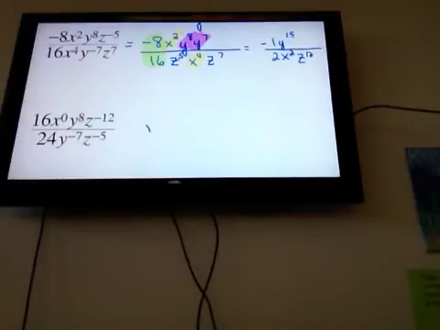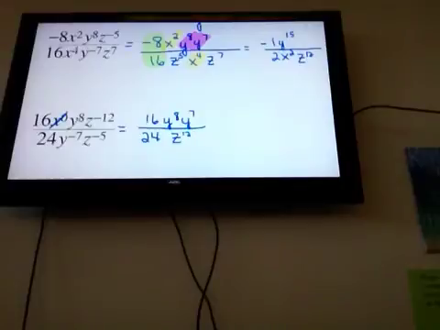Okay, next question here. 16 over 24, we'll leave that for a second. We'll come back to those. X to the 0. It's 1, so I'm not even going to write it anywhere. I don't need to write it. Y to the 8 is going to stay there. Z to the negative 12th comes down. Now go to the bottom. Y to the negative 7th, that moves up. Z to the negative 5th, that moves up.